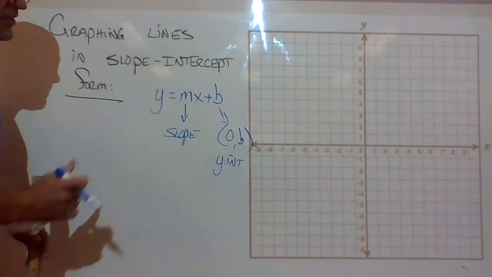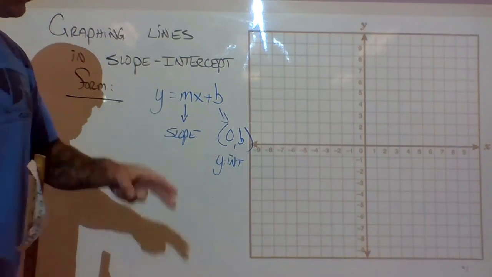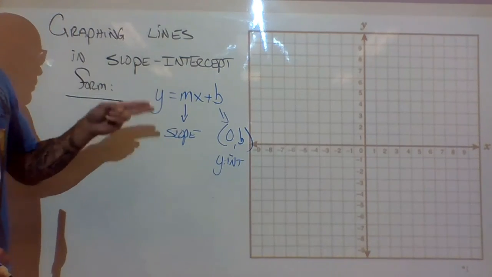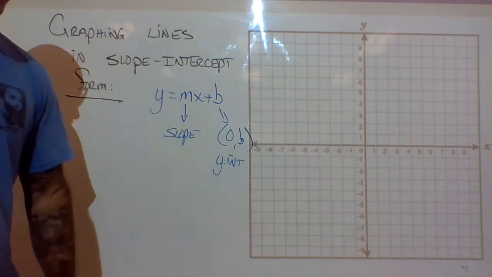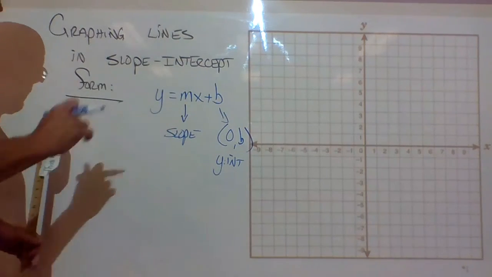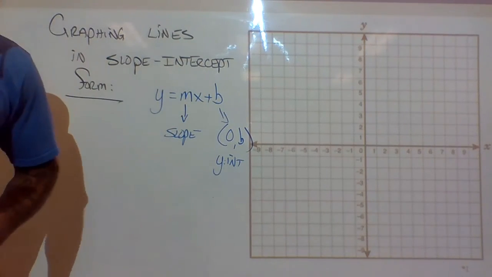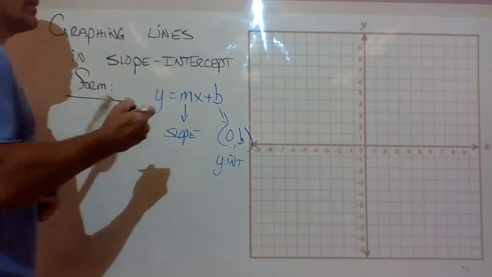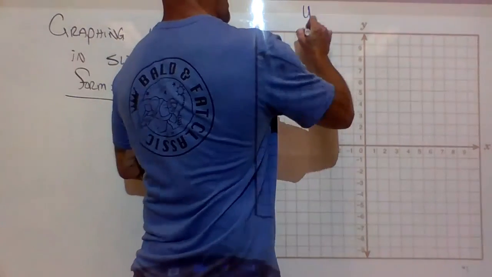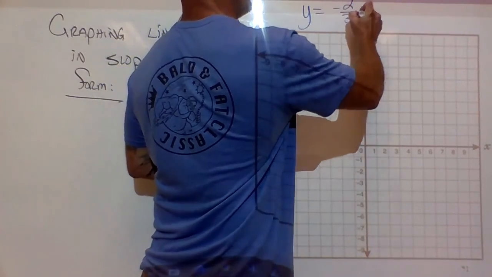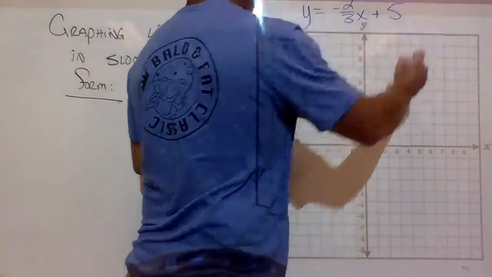So that's it. It's that simple. We're going to do two things today. One, I'm going to give you a line in slope-intercept form and we're going to graph it. Two, I'm going to write an equation in slope-intercept form from a line that's up there. So let's start with one. We'll just pick one out of the blue, throw it up, and graph it. So let's take y equals negative 2/3 x plus 5.